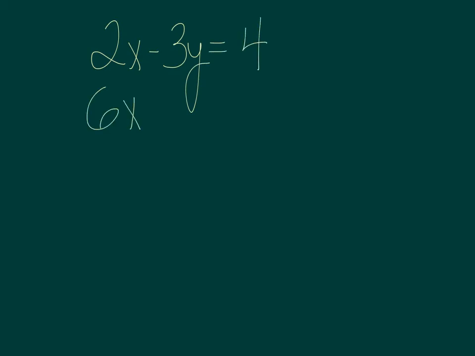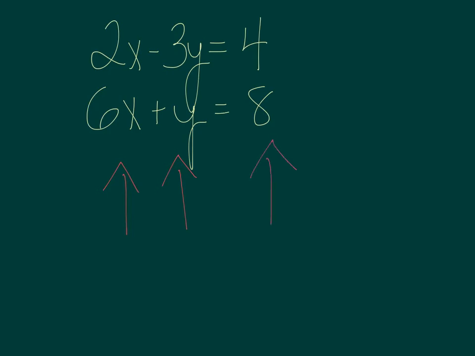Here's an example of one that you've possibly been seeing in class. We have, I don't know, how about 2x minus 3y equals 4. And then I'll do 6x plus y equals 8. And so what do we have here now? Well, you might notice my x values aren't going to cancel out, my y values aren't going to cancel out, and my constants aren't going to cancel out.